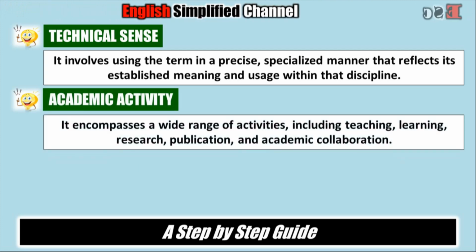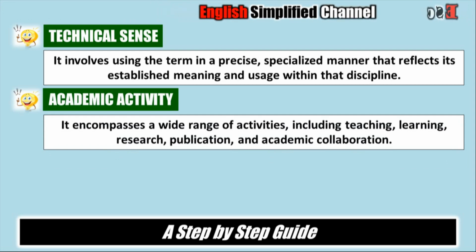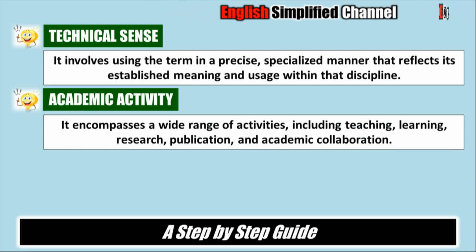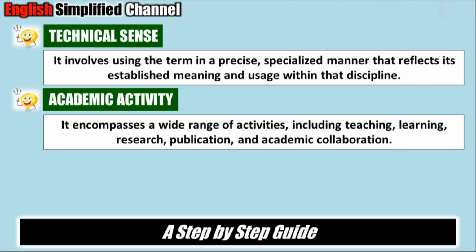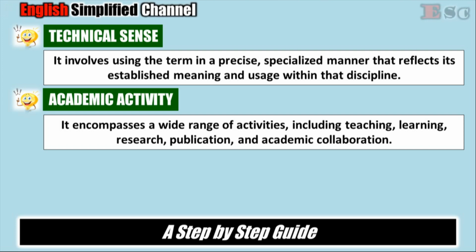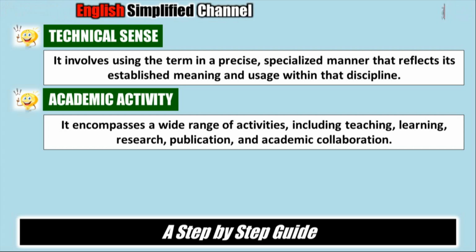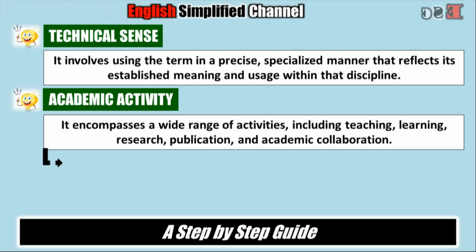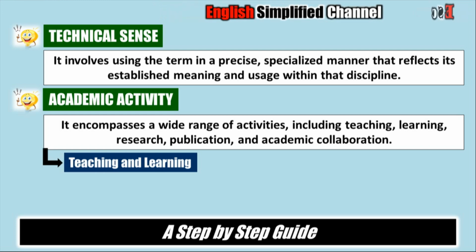2. Academic activity. Academic activity refers to any intellectual pursuit or endeavor that is carried out within the context of an educational institution or scholarly community. It encompasses a wide range of activities, including teaching, learning, research, publication, and academic collaboration. Here's a breakdown of what it entails.